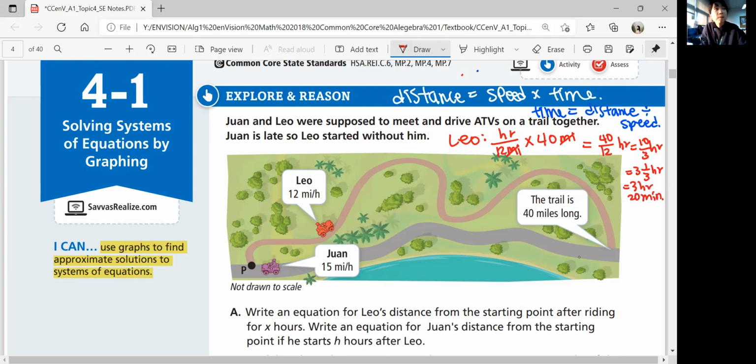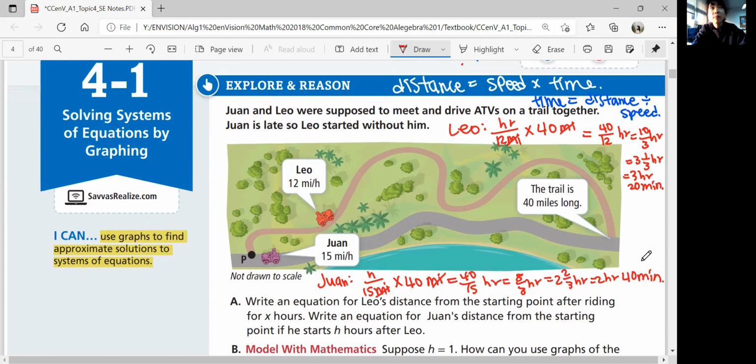Juan, in the same way, travels 15 miles in 1 hour. So you get 40 over 15 hours, which simplifies to 8 over 3 hours, which is 2 2/3 hours, or 2 hours and 40 minutes. Keep that in mind. Those are their speeds, and this is the total distance they're traveling. They're traveling the same trail.